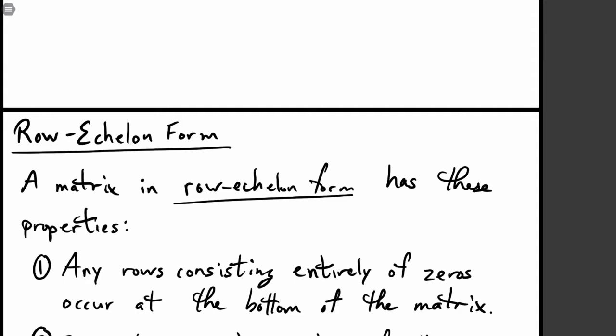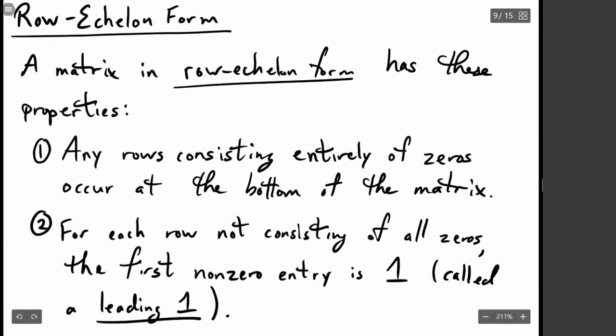That's the first rule. The second rule, now here's where we start getting into a little bit of terminology. If we look at a row, the very first number we see in that row, assuming we have a row that's not entirely made up of zeros, the very first number we see in that row that is not a zero needs to be a 1. Okay? That should always be the case. So whatever the first non-zero number we encounter in a row is, it needs to be a 1.